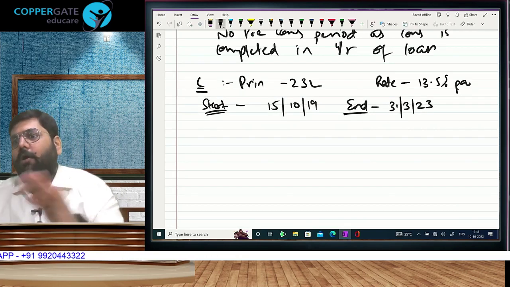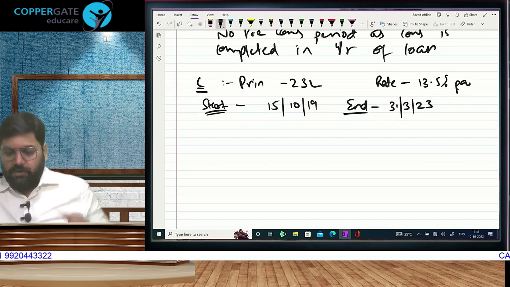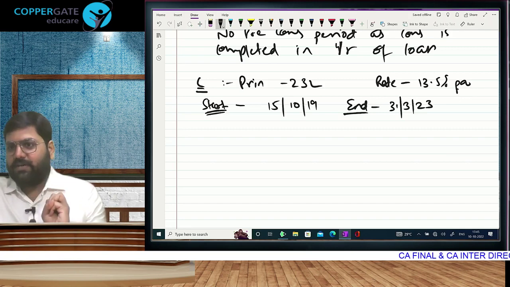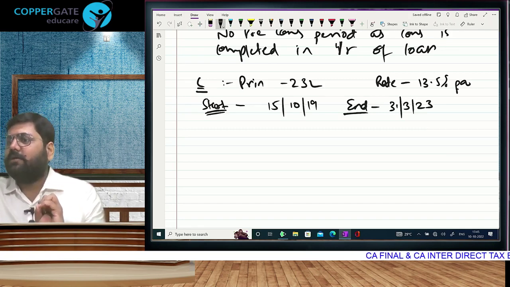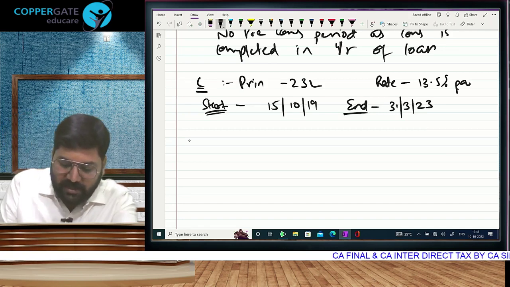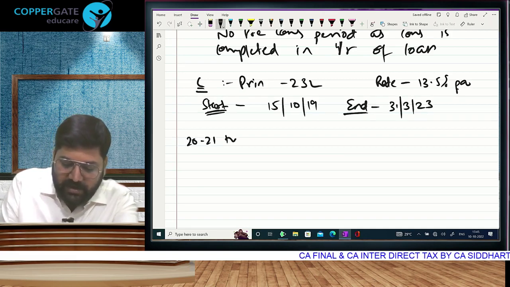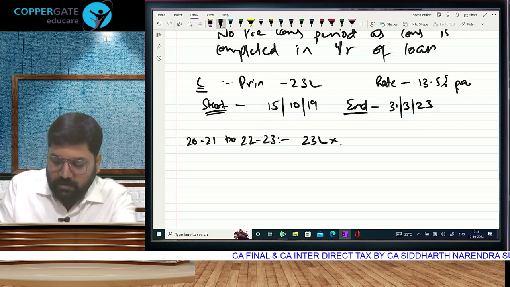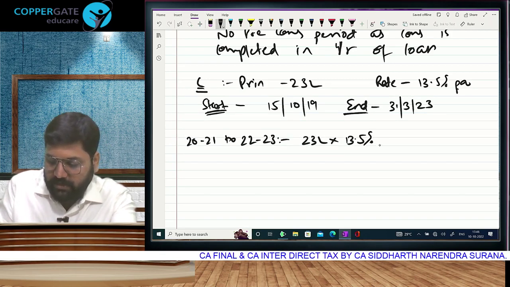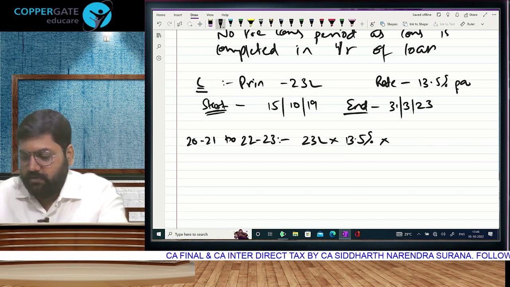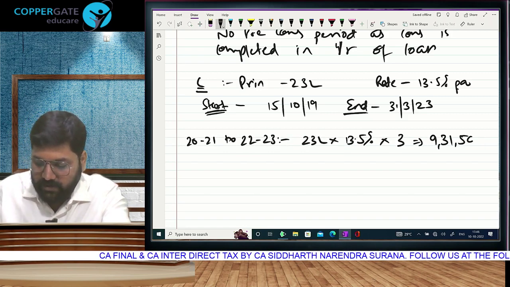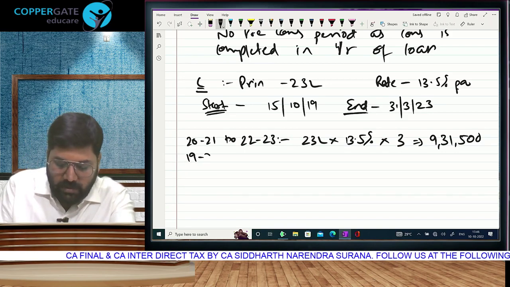ठीक है. Now identify how many complete years. 20 to 23 complete year. 21-22 complete year. 20-21 complete year. 19-20 incomplete year. That means can I say 3 complete years? Yes, sir. It is going to be 23 lakh into 13.5% into 3. 9,31,500.